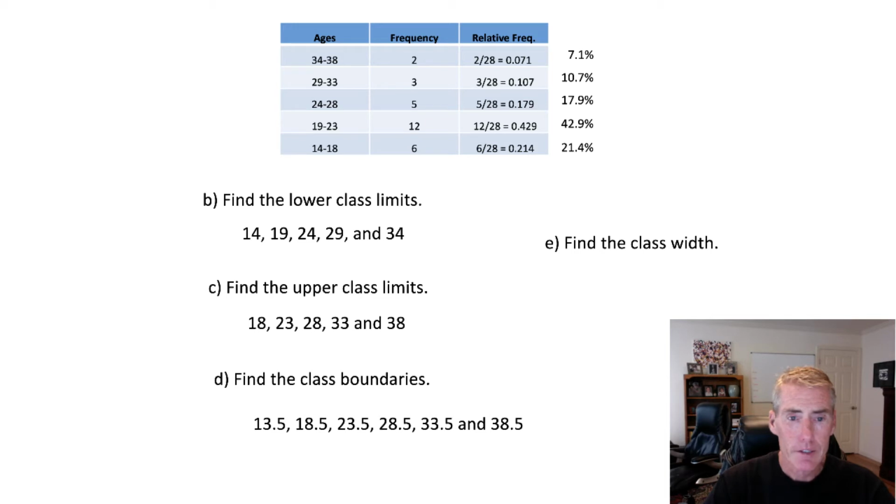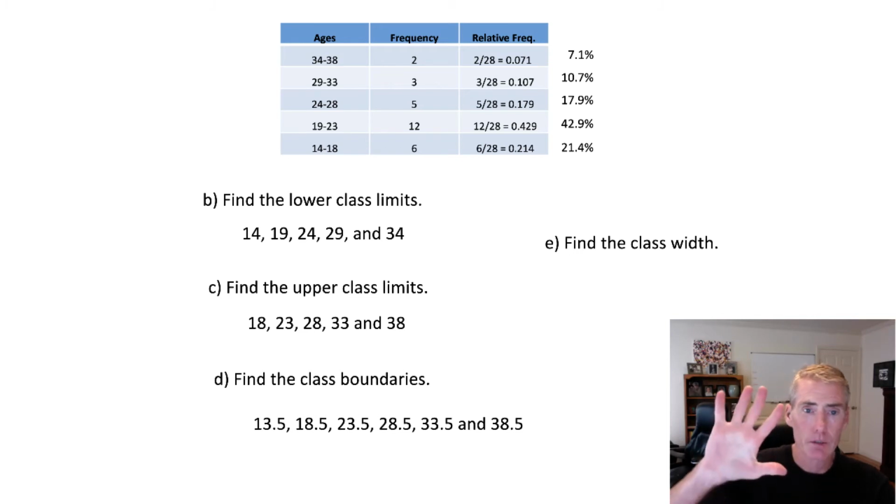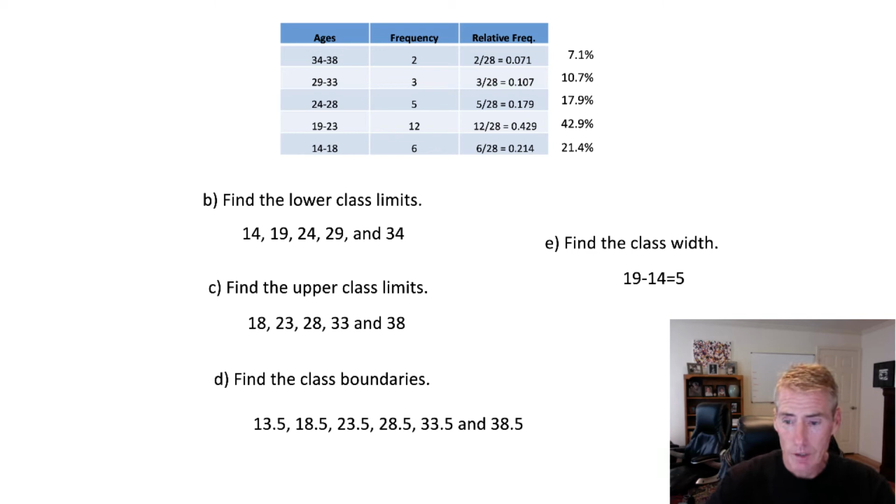Next, the class width. Well, there's a couple of ways to do it. One is, if you look at this category right here, it includes 14-year-olds, 15, 16, 17, and 18-year-olds. So it includes 5 ages. Well, another way to do that is you could just take 2 of these lower class limits and subtract them. So 19 minus 14, it also gives you the 5. Or 29 minus 24, it also gives you the 5.